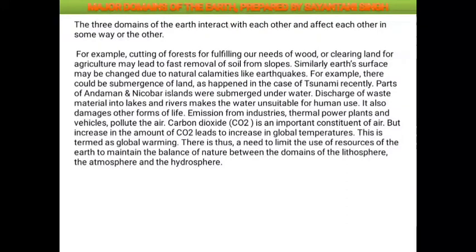Thus, there is a need to limit the use of resources to maintain a balance between the three components: the lithosphere, atmosphere, and hydrosphere. By balancing the situation of the lithosphere, hydrosphere, and atmosphere, the biosphere will also get balanced. So this is very important, and these three domains interact with each other.